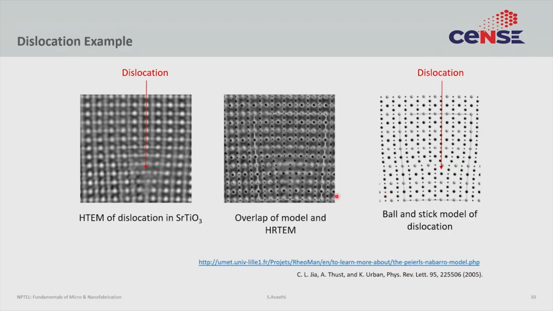So, here is an example of what a dislocation, for example, looks like inside a strontium titanate crystal. This is the TEM image, this is the simulation, and you can actually see that the two match exactly, right. So, you can actually see that there is an extra layer of atoms here.